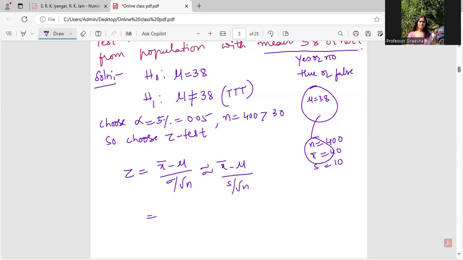So X bar is given to me as 40. Mu is given to me as 38. S is given to me as 10. N is given to me as 400, so it would be under root of 400. So this value turns out to be 40 minus 38 by 10 by root 400. This turns out to be 4, guys. This turns out to be 4.